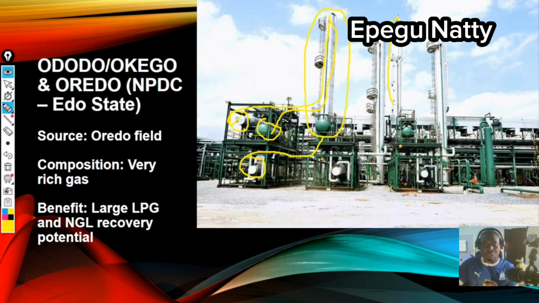Okay, so this one you're seeing here. So this is your depropanizer. So at the top of your depropanizer, you see the gas comes out and then it goes to air cooler. So we have air cooler here. It goes to the air cooler.